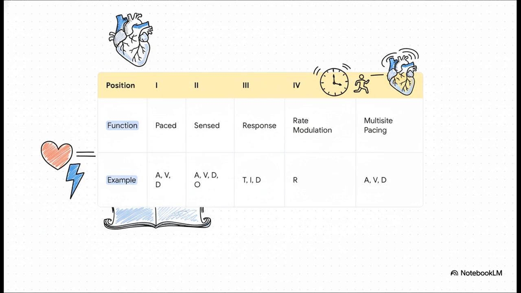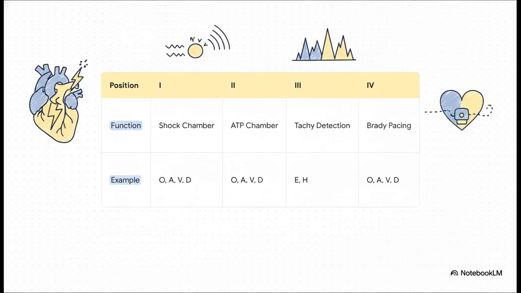So if you see VVIR, you instantly know it paces and senses the ventricle, it's inhibited by a native beat, and it's rate responsive. Knowing this code is like having the device's blueprint right in front of you. And it's the same idea for defibrillators with their own code.